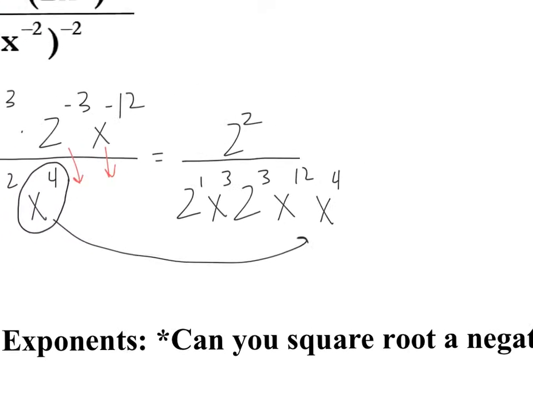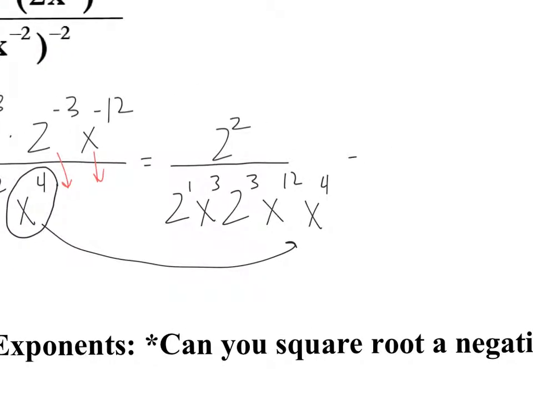Okay, now we have some cleaning up to do. 2 squared is 4. The numerator was simple enough. How many 2's do I have in the bottom? This one and this one. So there's 4 of them, so 2 to the 4th, which is 16. Maybe I'll write 16 instead.